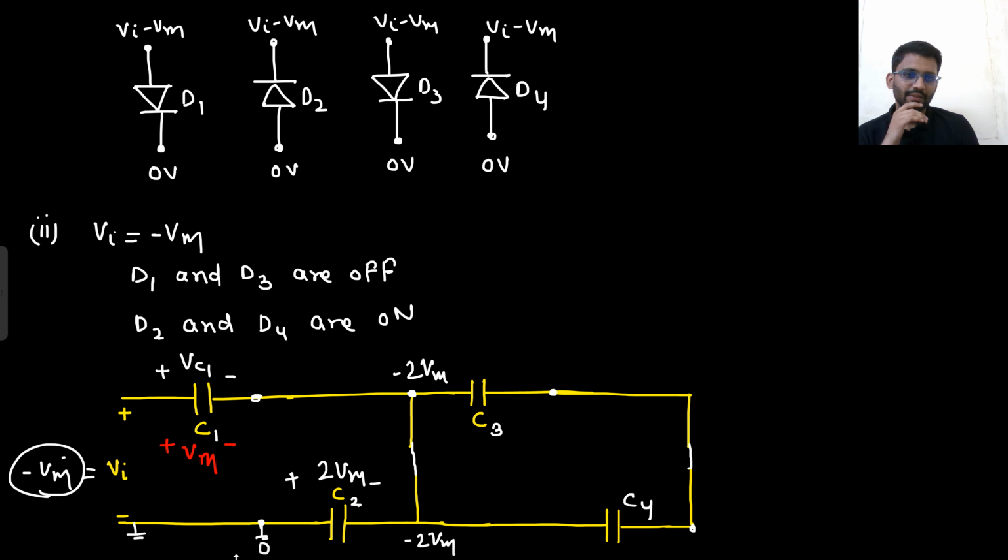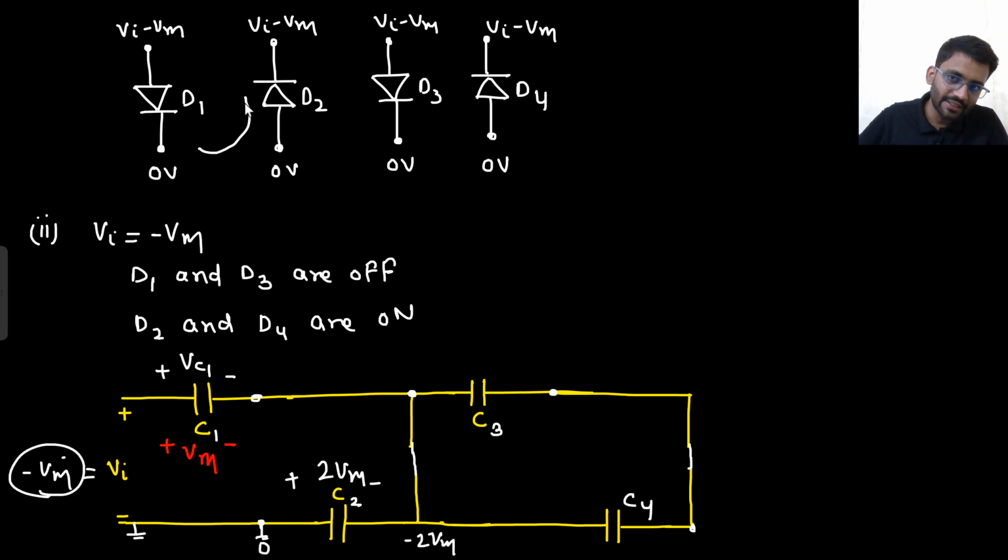Did you understand this point? Minus Vm, minus Vm, minus 2 Vm. Here 0, here minus 2 Vm. Did you understand it? Well and good. So this capacitor is charged to 2 Vm. Also, if you are confused with the direction, you can see D2 will charge the capacitor in this direction. So it is charging the capacitor in this direction by 2 Vm, not by Vm, by 2 Vm. Well and good.